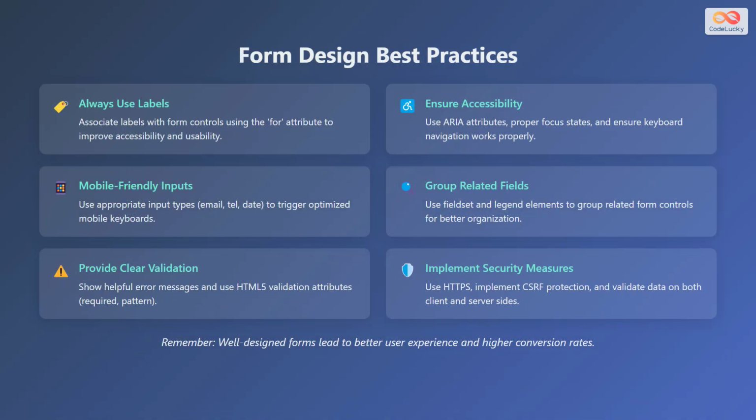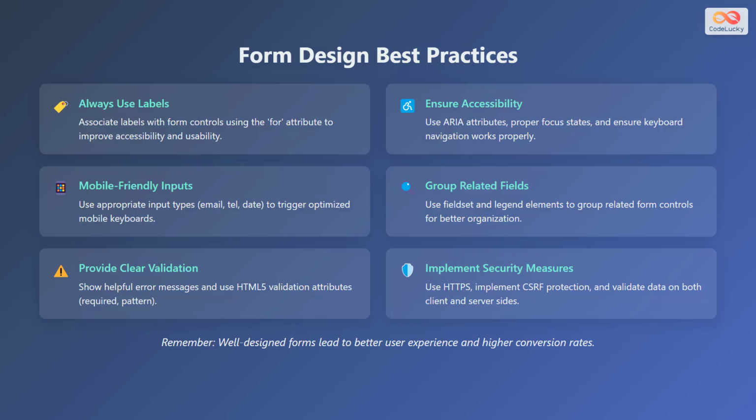Here are some best practices for form design. Always use labels. Associate labels with form controls using the for attribute to improve accessibility and usability. Make sure to use mobile-friendly inputs. Use appropriate input types, such as email, telephone, and date, to trigger optimized mobile keyboards. You should also provide clear validation. Show helpful error messages and use HTML5 validation attributes, such as required and pattern.